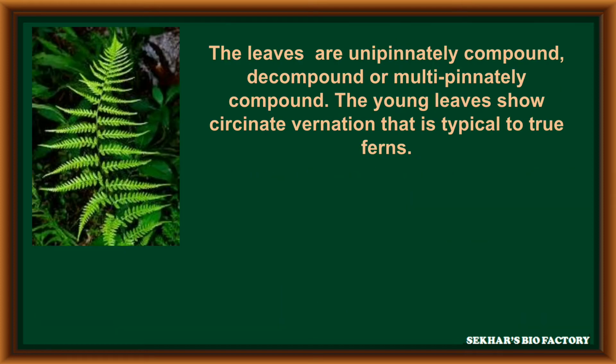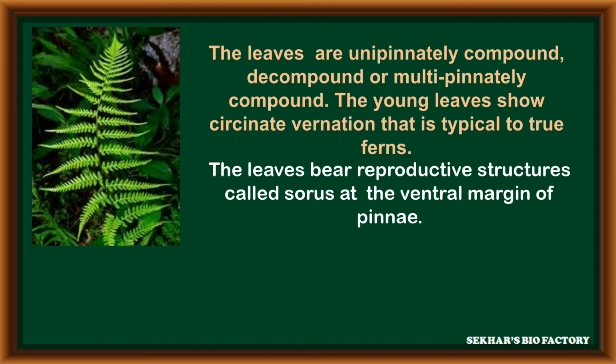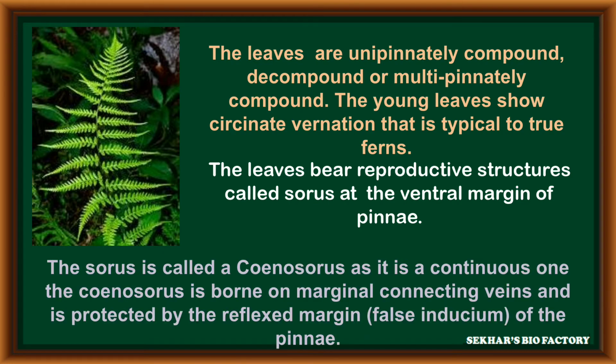The leaves are unipinnately compound, decompound or multi-pinnately compound. The young leaves of Pteris show a coiling like a watch spring, which is called circinate venation. It is a typical true fern character. The leaves bear reproductive structures called sori at the ventral margin of the pinnately compound leaf. The sorus is called coenosorus as it is continuous.